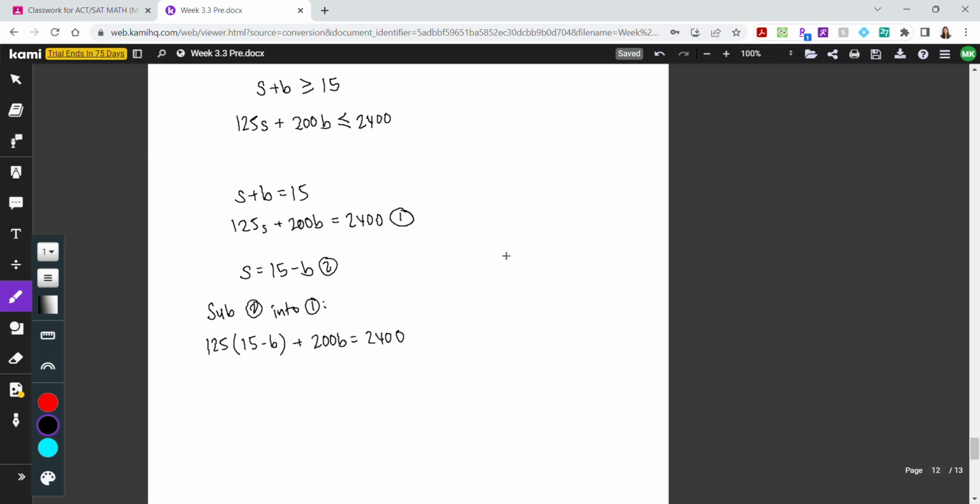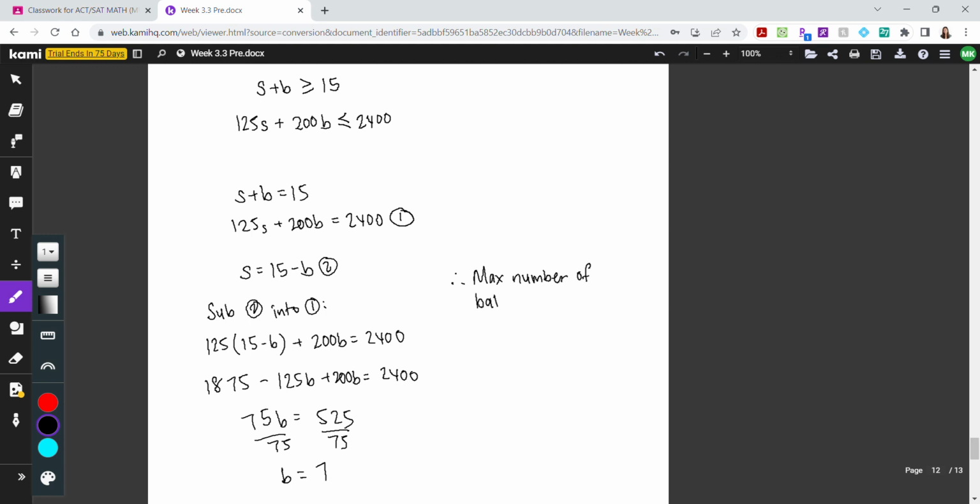Expand or distribute the parentheses, we're going to get 1875 - 125B + 200B = 2,400. Group the like terms, we are going to get 75B = 525. Isolate B by dividing both sides by 75. B = 7, which means that the max number of balloon arches that Alejandra can buy is 7, and that is the answer.